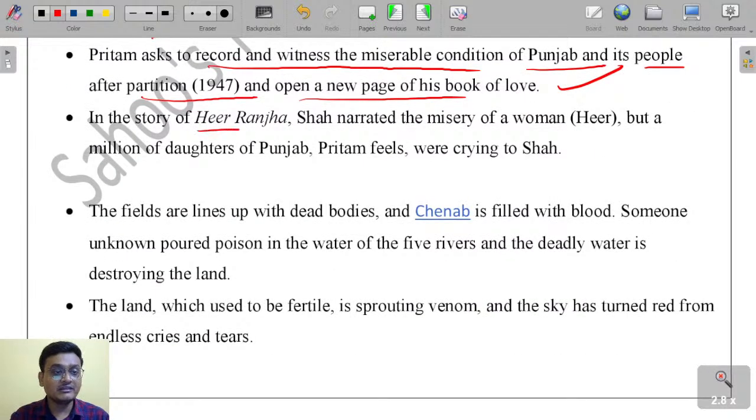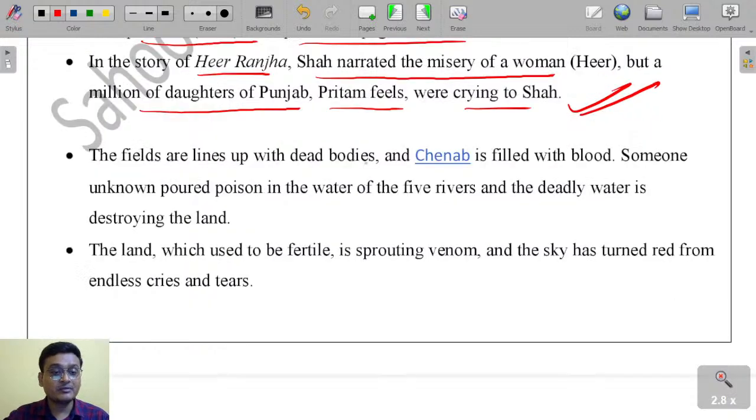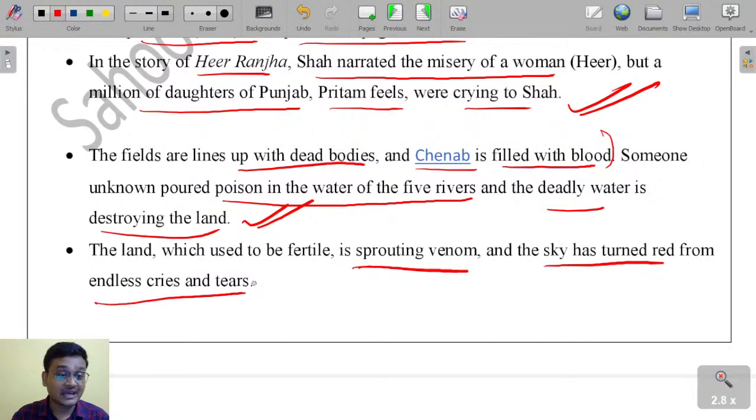In the story of Heer Ranjha, Waris narrated the misery of a woman called Heer, but a million daughters of Punjab, Pritam feels, were suffering. The fields are lined up with dead bodies, and the Chenab is filled with blood. Someone unknown poured poison in the water of the five rivers, and the deadly water is destroying the land. The land which used to be fertile is now sprouting venom, and the sky has turned red from endless cries and tears. So this is the tragedy of the partition.